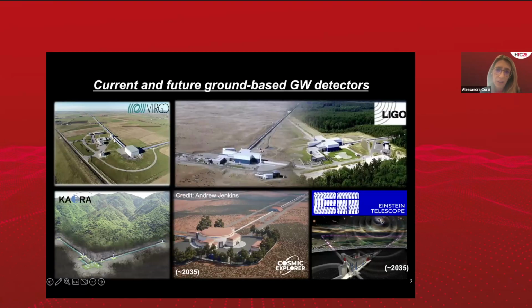So in my talk, I'm going to be speaking about ground-based gravitational wave detectors specifically. So those that can track gravitational wave emission from compact binary systems that involve neutron stars and black holes that have mass comparable to the mass of the sun. These are the current detectors, Virgo, LIGO, and KAGRA, with 3 to 4 kilometer long arms.